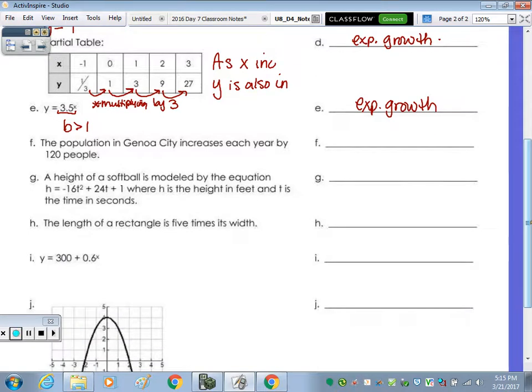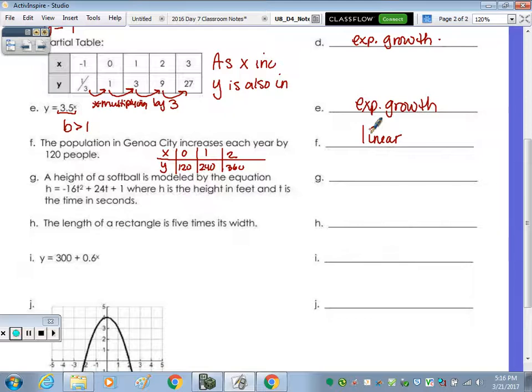F, the population in Genoa City increases each year by 120 people. So if you think of your x and y, okay, so we're at 0, 120, and then at year 1, we're going to increase by 120, so 240. Year 2 plus 120 is 360, so on and so forth. Since, again, you're adding the same amount, this is linear. Your rate of change is constant.